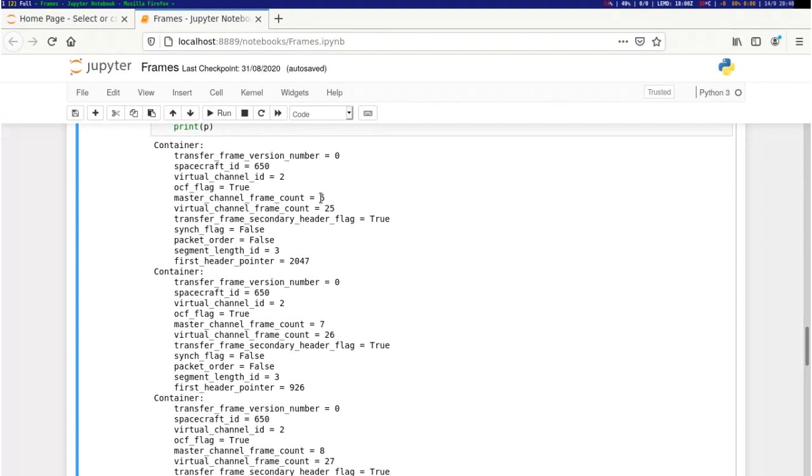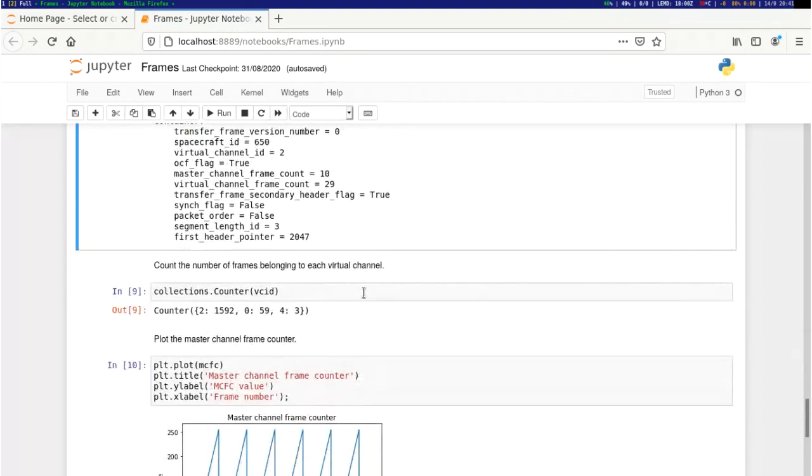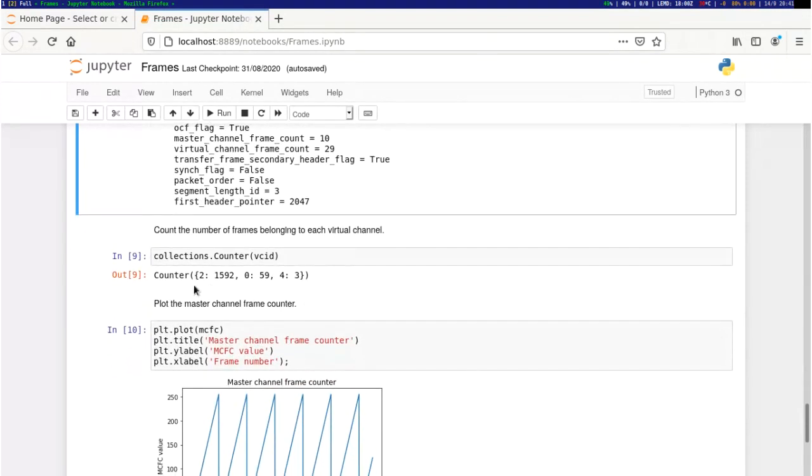So here you can see the first frame has a 6, then 7, then 8. Each virtual channel also has its own private frame counter. This is called virtual channel frame counter. And there are a number of further flags and fields. You might look into the Blue Book documentation. We can classify by virtual channel and count how many packets are in each of these virtual channels. So we see most of the packets are in virtual channel number 2, but we have a few on virtual channel 0 and 4.